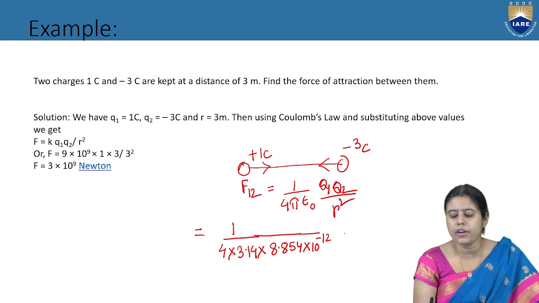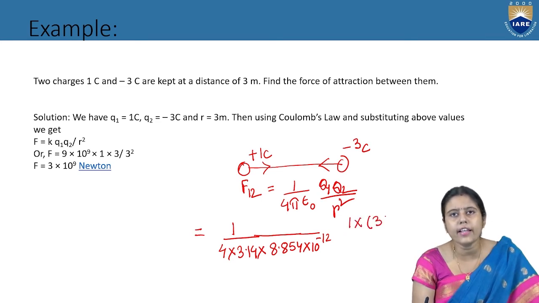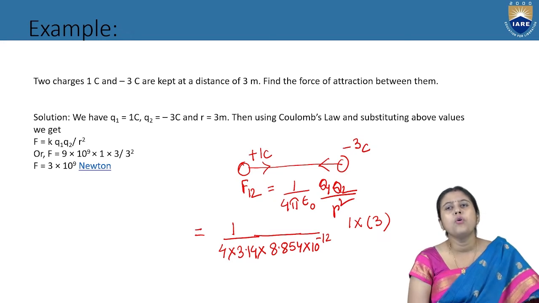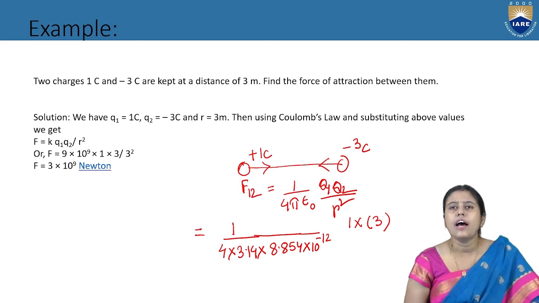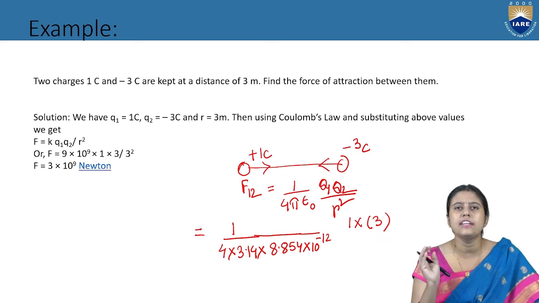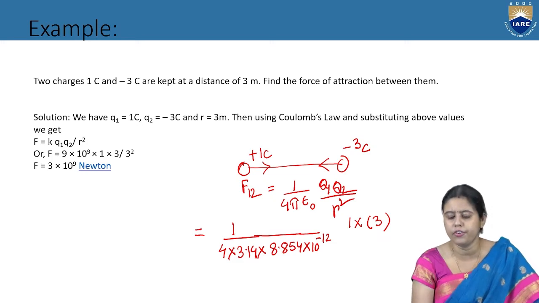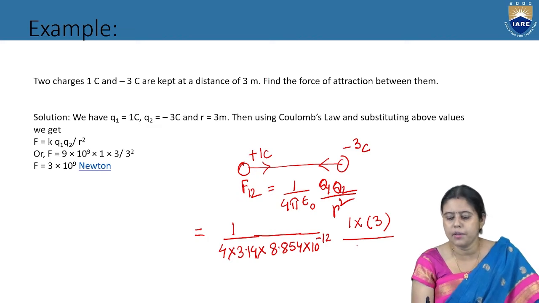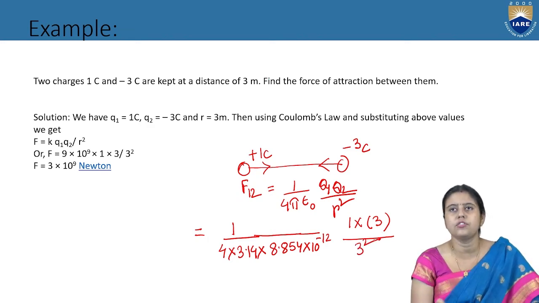Next, what is Q1? 1 coulomb. What is Q2? We will take only the magnitude. We will not take the direction of the charge, whether it is positive or negative. We will only take the magnitude of the charge. The minus 3 coulomb only tells us it is an attractive type of force. Divided by the distance, which is 3 meters, so this is 3 square.